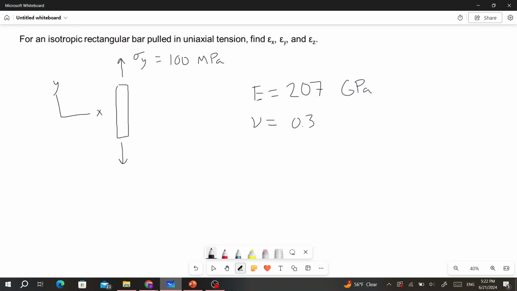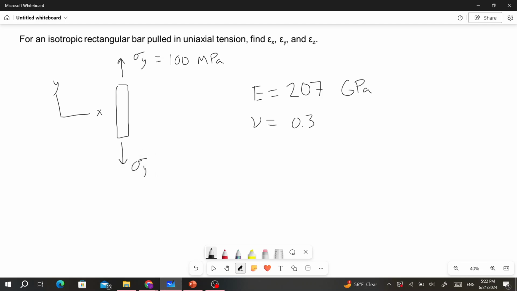So in this problem we are going to use the material property relationships to calculate strains. So for this problem what we have is a rectangular bar. It's pulled in uniaxial tension, and to define our coordinate systems we have x defined as positive to the right, y positive upwards. So we're going to say that this bar is subjected to a uniaxial tensile stress sigma y, which is equal to 100 megapascals.